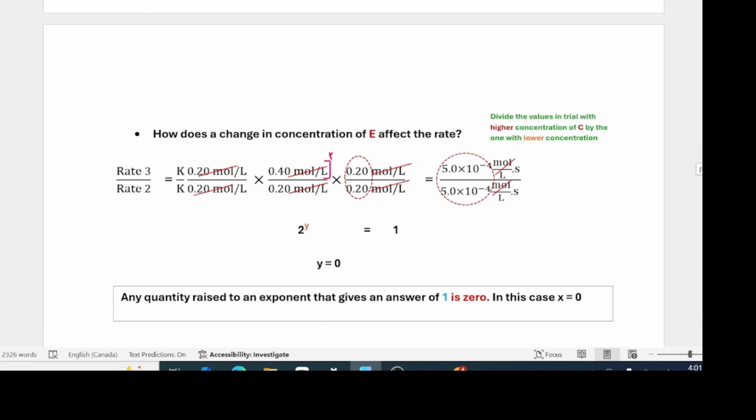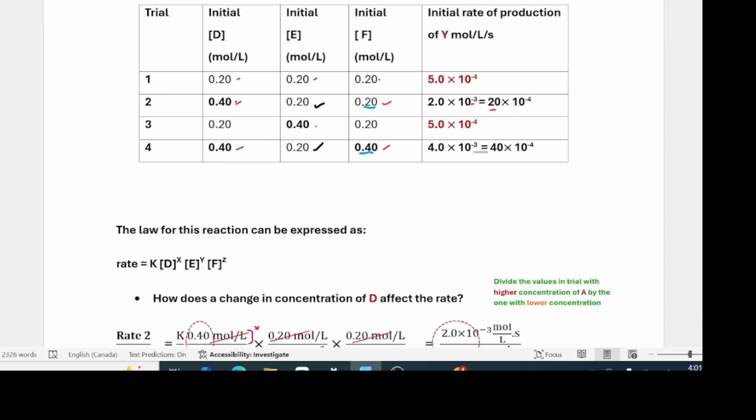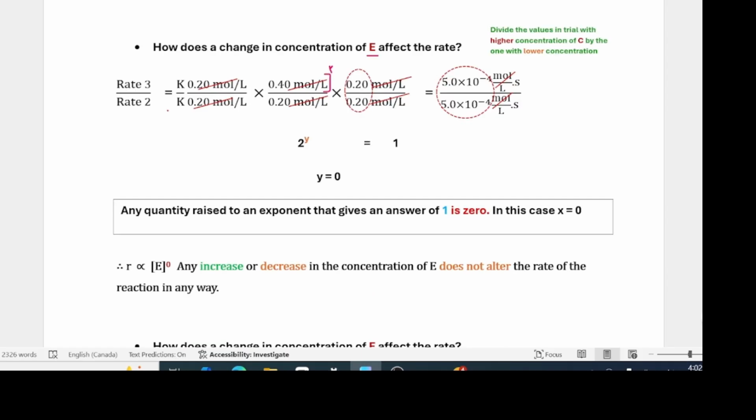Next, we want to see how E affects the rate. Let's go, check the table out. E is changed here. This stays the same as that. This is the same as that. Okay, so what do we divide? We divide all the values in trial 3 by all the values in trial 1. And let's see what we have. These cancel out. These cancel out. This goes 2 to the y. And when you do this division here, you get 1. So what do you think happens? y will be equal to 0. Okay?